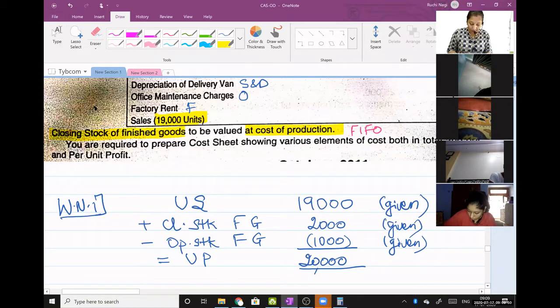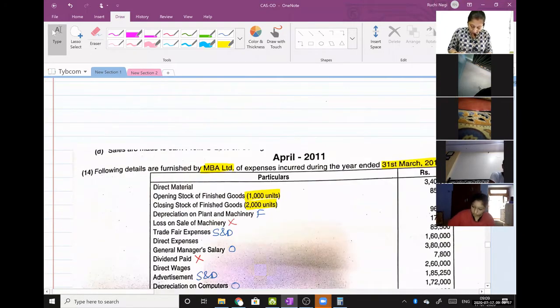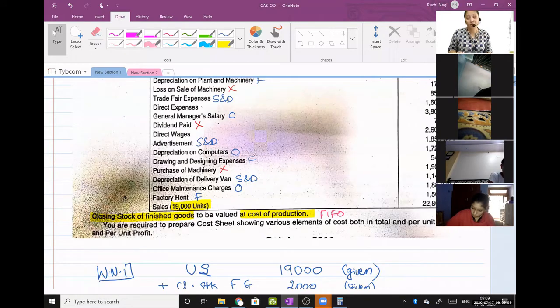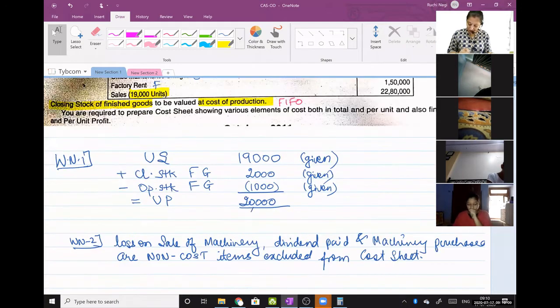So, how many items are we not taking in cost sheet? 1, 2, 3. So for that, you'll have to give a note in exam. I said it yesterday also. If you write the note, you don't get extra marks. But if you don't write it, we definitely deduct the marks. Okay. So write this note number 2.